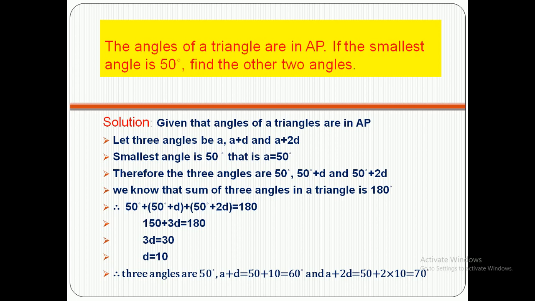So we got the common difference. Here the question mark is d only. If we got d, easily we will get the angles. Here d we got is 10. The first angle is 50, then to that 50 we add 10 to get the second angle, that is 60, and the third angle is a plus 2d, that is 50 plus 2 into 10, so that is 70 degrees. The 3 angles of a triangle are 50 degrees, 60 degrees, 70 degrees.